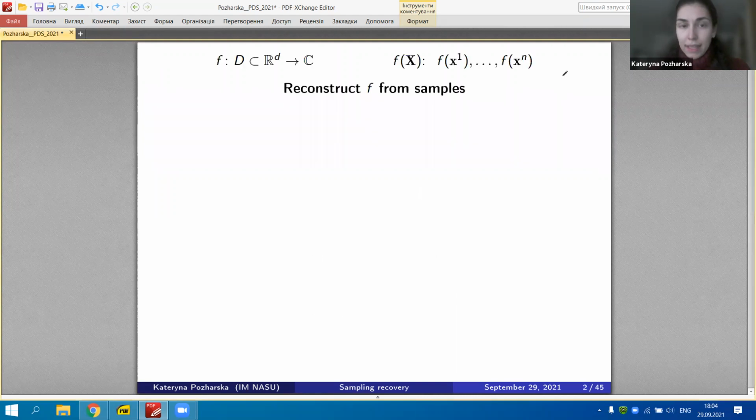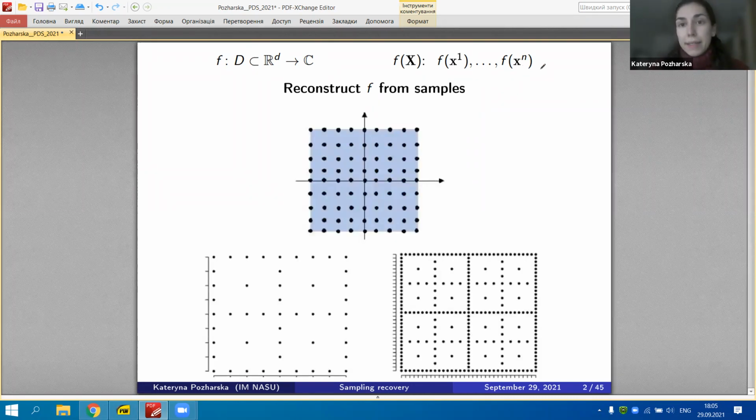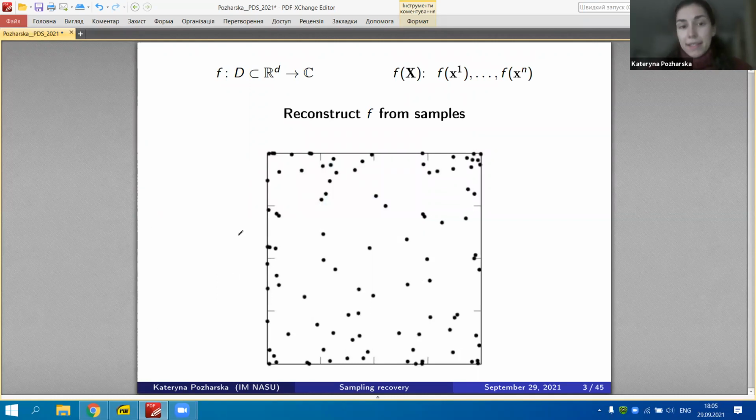So let us start with the problem statement. We have a function that goes from a subset of R^d to C, and we know function values at some points x_1 to x_n. Our aim is to reconstruct this function from samples. In our problem statement, we want an algorithm that will work well for the whole class of functions. The problem is how to choose these points: should they be equidistant, lie on sparse grids, or be random points, as in this picture? This picture corresponds to points distributed with respect to the Chebyshev measure, and for some classes of functions they work well.